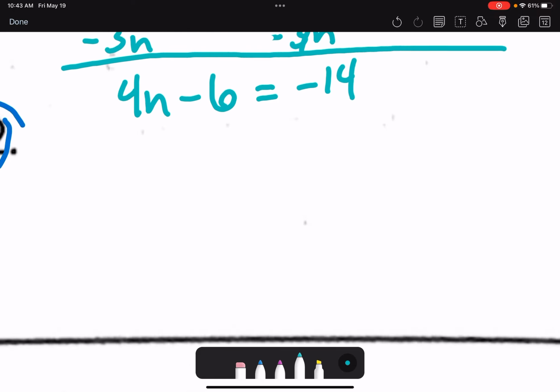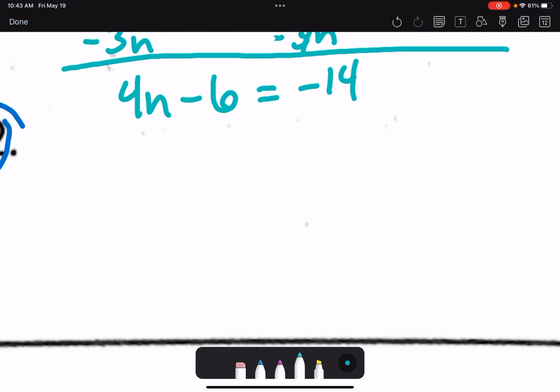Okay, so now here's our equation. We're getting closer and closer to the answer. So let's go ahead and finish it out. Now I only have one variable and I moved it to the left. That means everything else needs to go to the right. And so negative 6 is what I'm going to solve next. How do we get rid of a negative 6? We add 6.